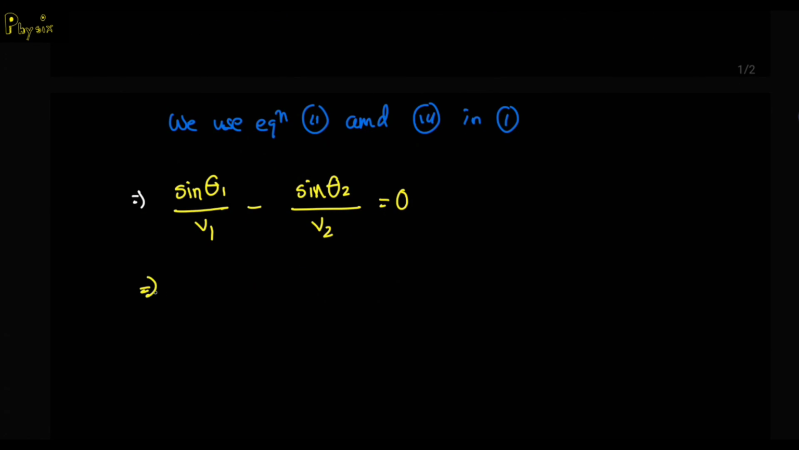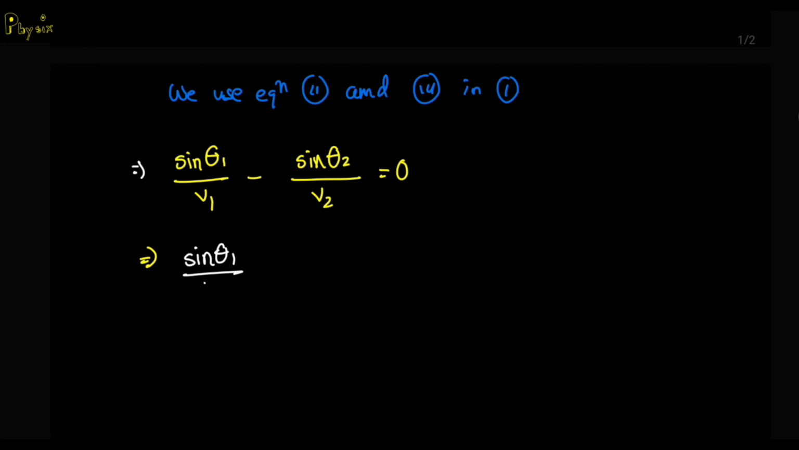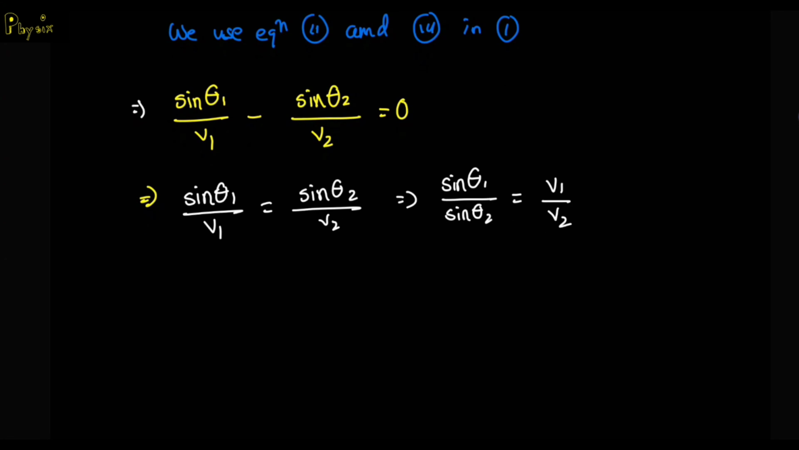If that is really the case, sine of theta 1 over v1 turns out to be sine of theta 2 over v2. We could also write this down as sine of theta 1 over sine of theta 2 is equal to v1 over v2. All right. Now, v1 and v2 represent the speed of light in medium A and medium B. This is the speed of light in medium A, and that in medium B.